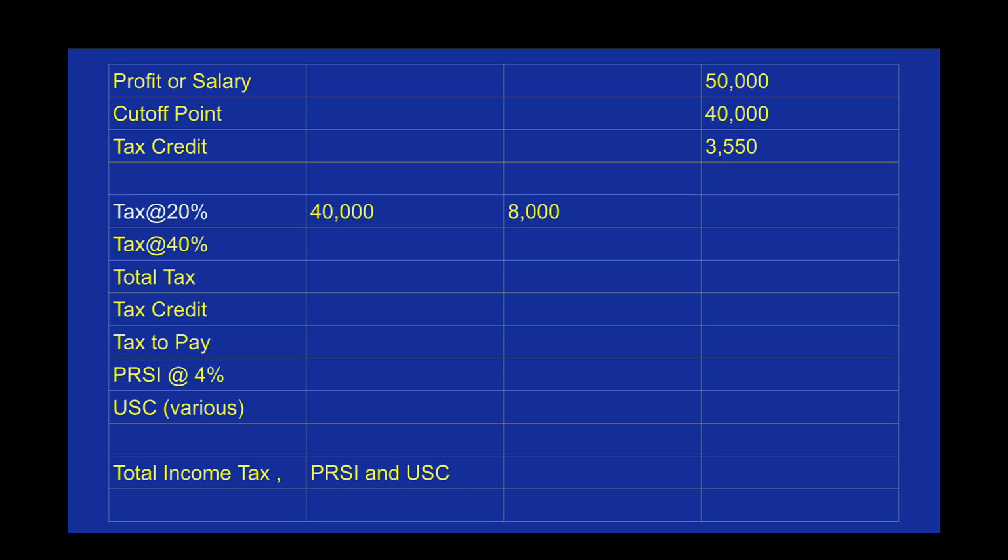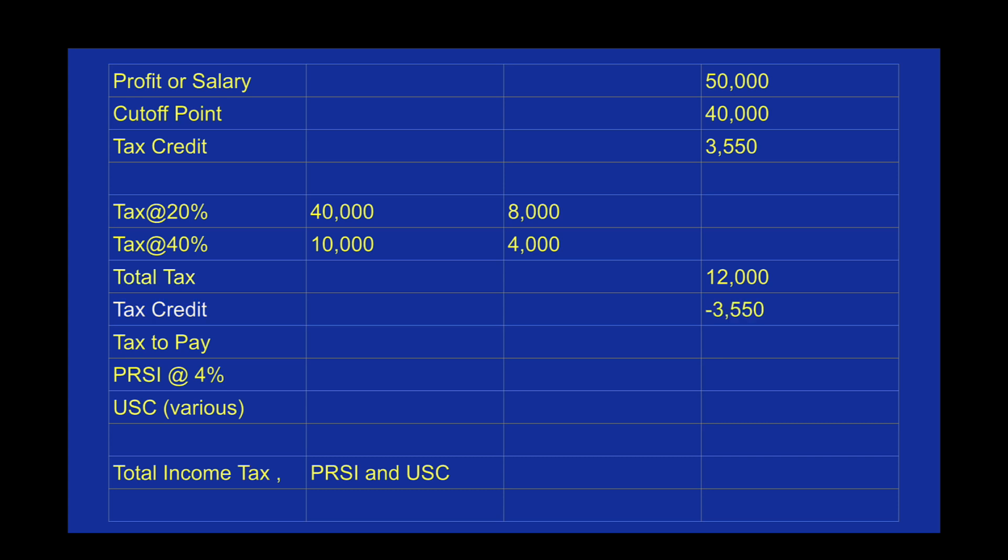First, we're calculating the tax at 20%. So 20% times 40,000, because our cutoff point is 40,000. So the first 40,000 we are taxed at 20%. And then over that, we take 40 from 50, which gives us 10,000. So 10,000 is being taxed at the higher tax rate of 40%. You can see how quickly that adds up. On 40,000 we're paying 8,000, but on 10,000 we're paying 4,000. So our total tax is calculated at 12,000.